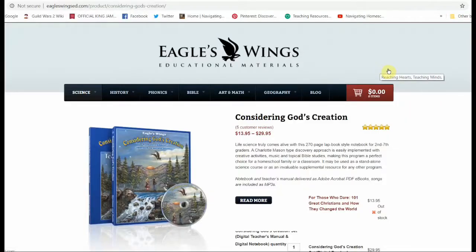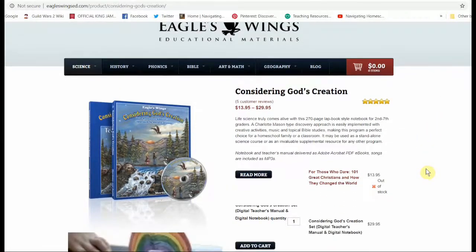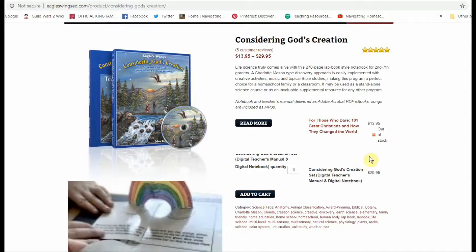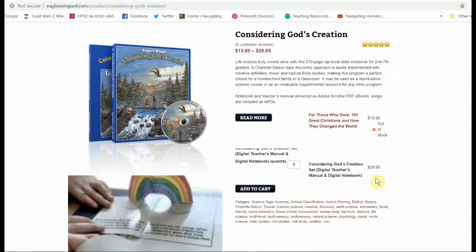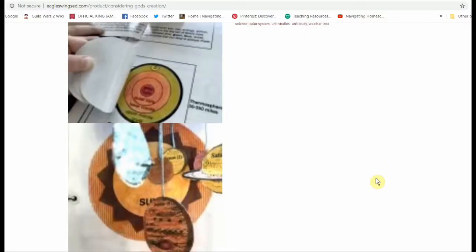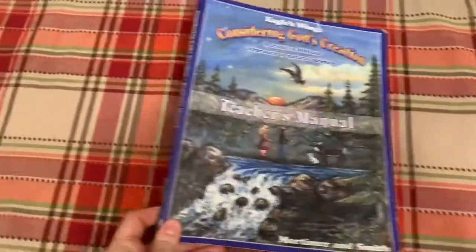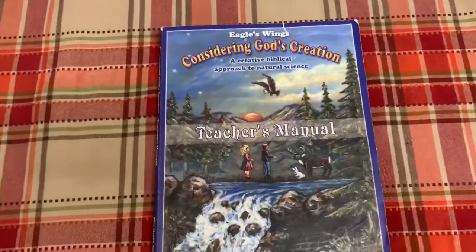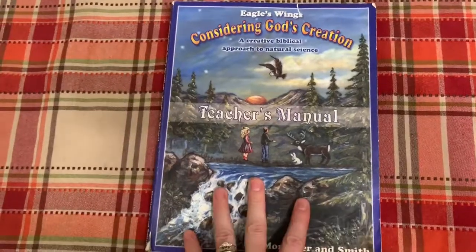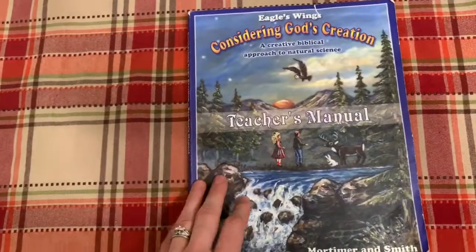But I like Considering God's Creation, and you can get it online for about $30. It's this one right here. The teacher's manual and the digital notebook for $29.95, and it's PDF now. I don't have the PDF version, so I've used this book with my son from 1st grade through 6th grade as a nice foundation for science.